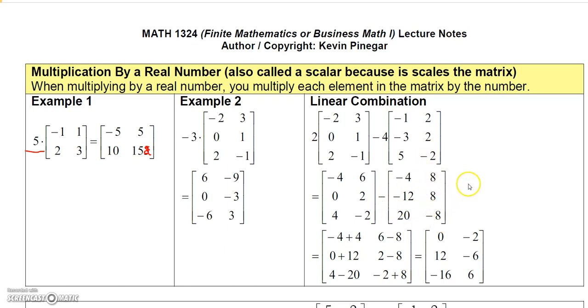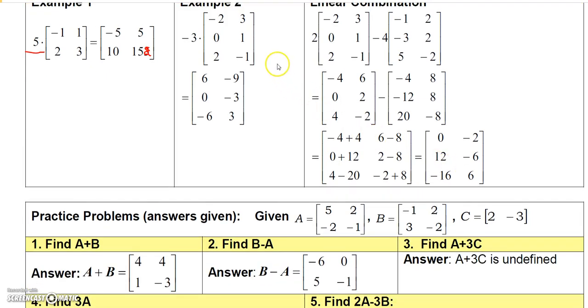And then I'm going to do the subtraction operation. And so when I do the subtraction, I get negative 4 minus negative 4, which is negative 4 plus 4, which turns out to be 0. And then I get 6 minus 8, which turns out to be negative 2. And then I get 0 minus negative 12, which is 0 plus 12, or 12. Then I get 2 minus 8, which is negative 6. And then 4 minus 20 is negative 16. And then negative 2 minus negative 8 is negative 2 plus 8, which is 6. So that's the operation there.